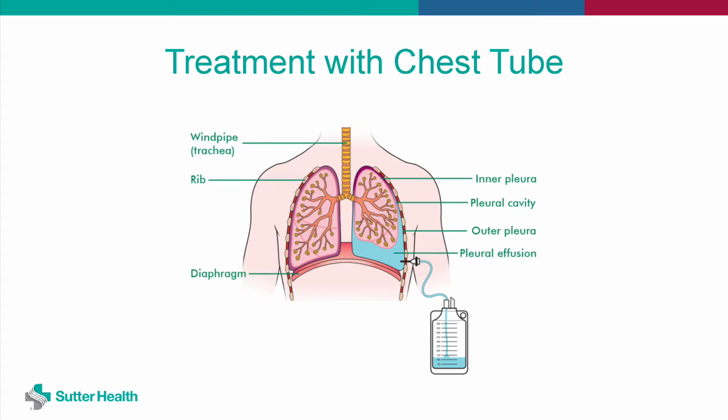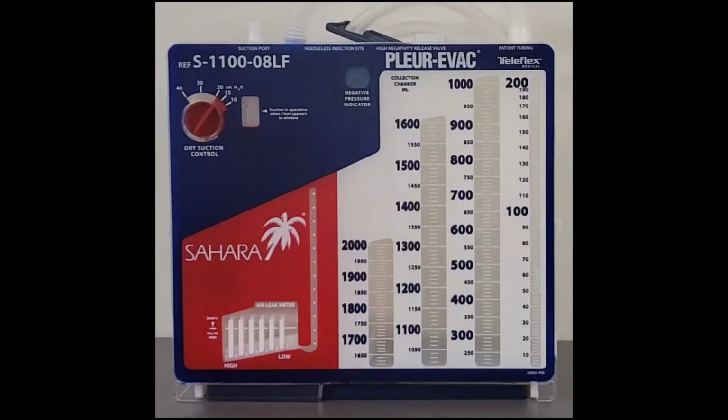Pleural effusions are most commonly caused by congestive heart failure, pneumonia, lung cancer, or a pulmonary embolism. At SMCS, we use a dry suction chamber. We do not use water seal. Let's look at these different components.